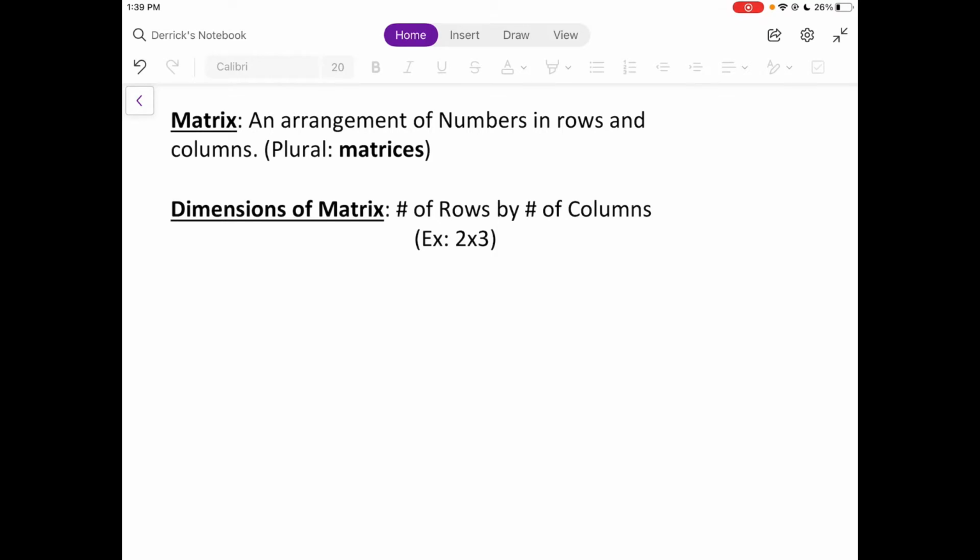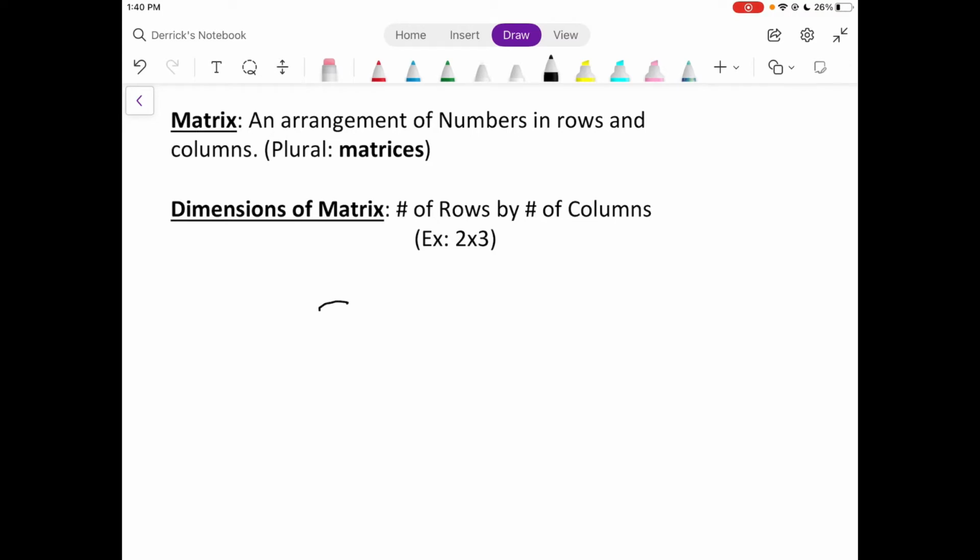Okay? One thing you will be asked to do with matrices is to find their dimensions. When you give the dimensions of a matrix, you always want to give the rows first and the columns second. Meaning, for example, here is just a random matrix. These numbers are completely made up. There's no significance to them or anything like that. I'm just giving a random example of a matrix.